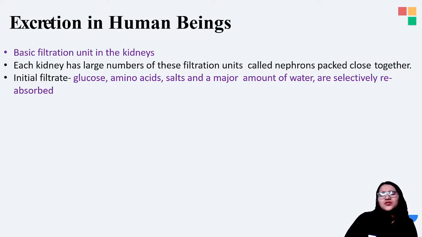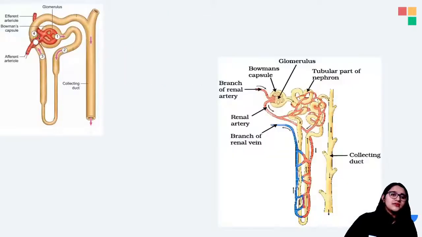Now inside the kidneys, do we have something like a filtration unit? Do we have some basic elements that are always present? The answer is yes. The basic filtration unit in the kidney is the nephron. The nephrons are very close together, so it helps to differentiate between glucose, amino acids, salts, and a major amount of water, for selective reabsorption.